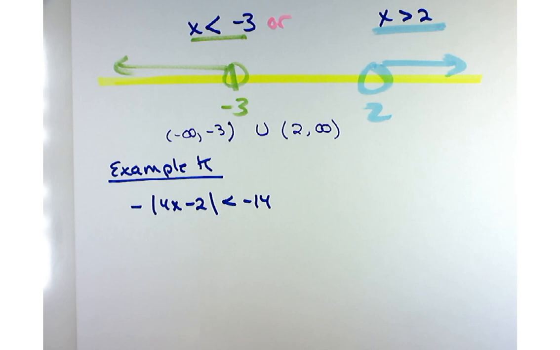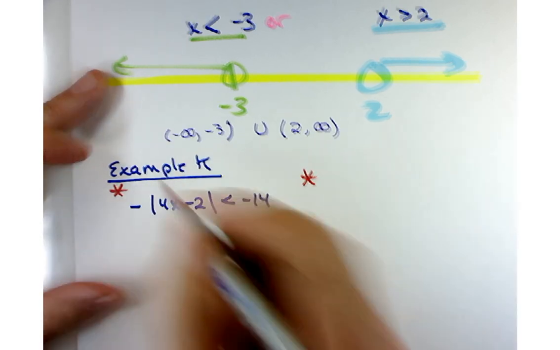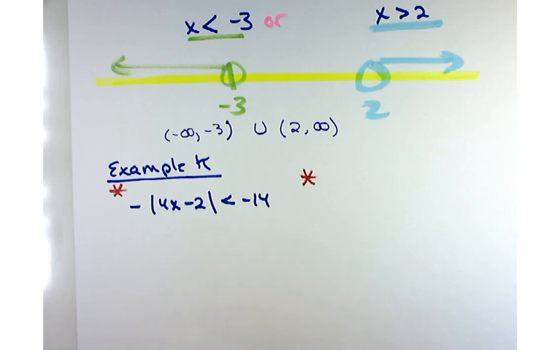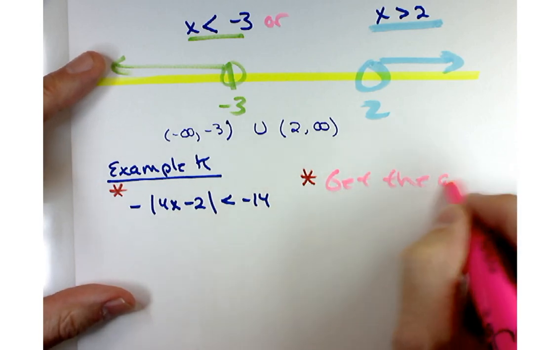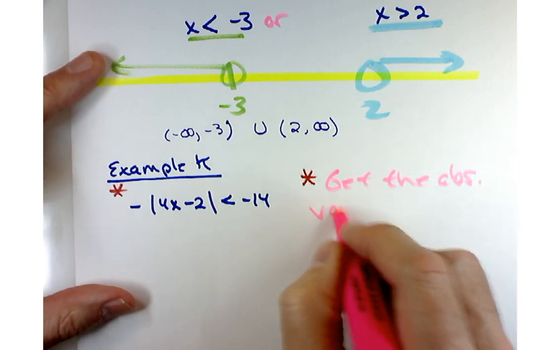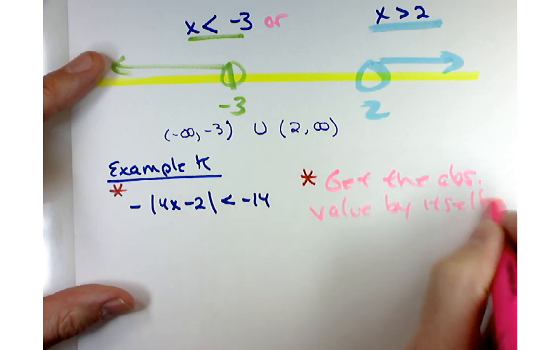Yeah, you want to get the absolute value by itself first. So before we start doing your positive and negative case, we gotta get the absolute value by itself. So let's write that down. So star here, you wanna get the absolute value by itself first.